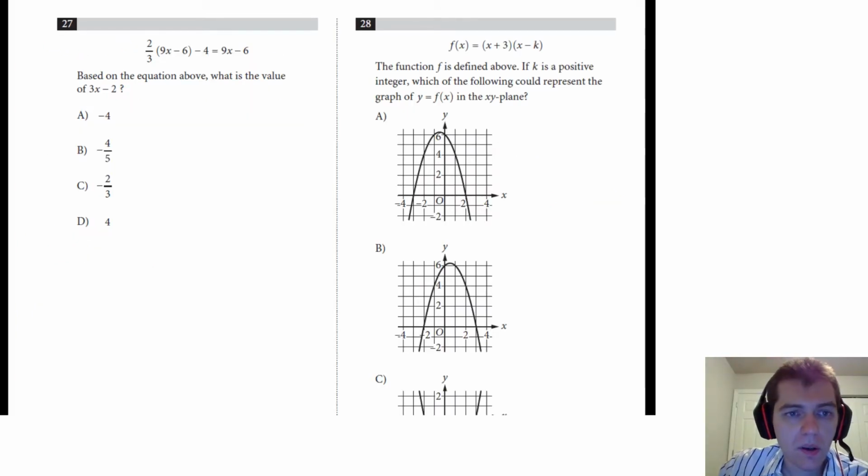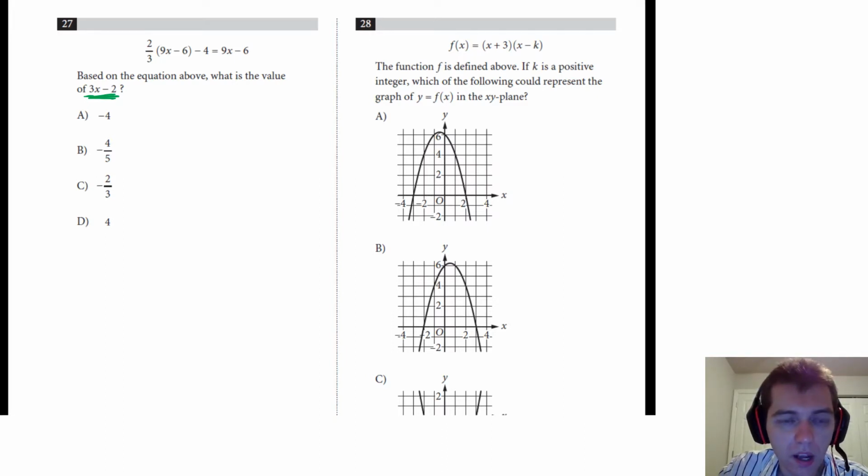Problem 27, based on the equation above, what is the value of 3x minus 2? The first thing to realize in this problem is that the 3x minus 2 they're looking for is just this 9x minus 6 divided by 3, and that 9x minus 6 shows up on both sides. So let's find a way to rearrange to use that to our favor.